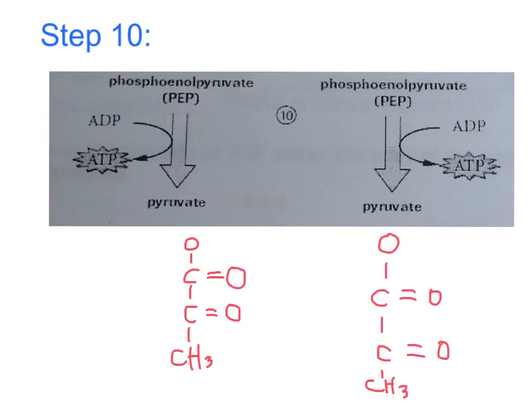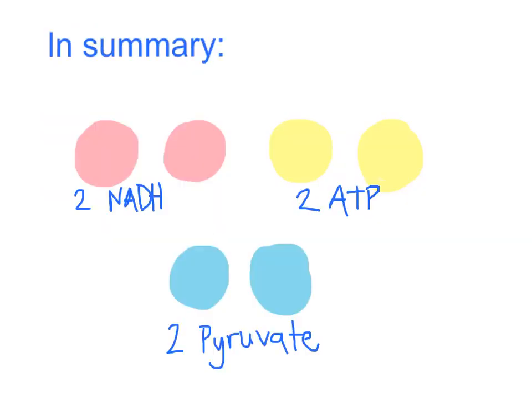PEP is unstable and breaks down and releases enough energy to move one phosphate group to ADP, which forms another molecule of ATP. At this point, two pyruvate molecules have been formed. In summary, glycolysis creates two NADH molecules, two ATP molecules, and two pyruvate molecules for each glucose.